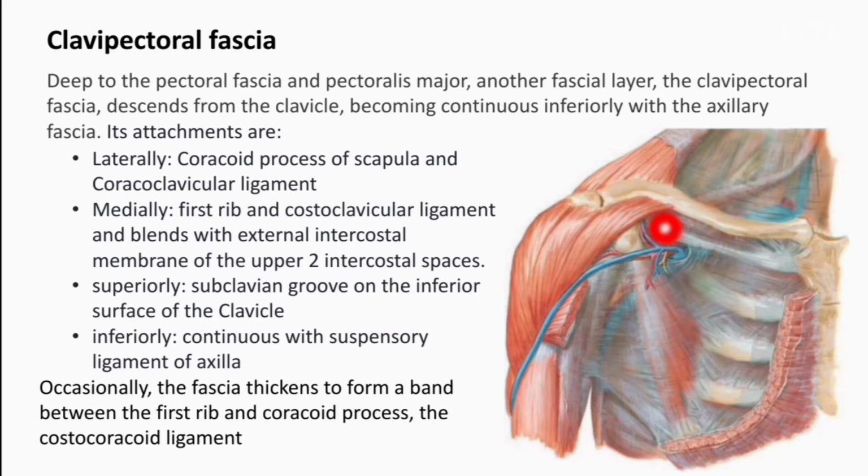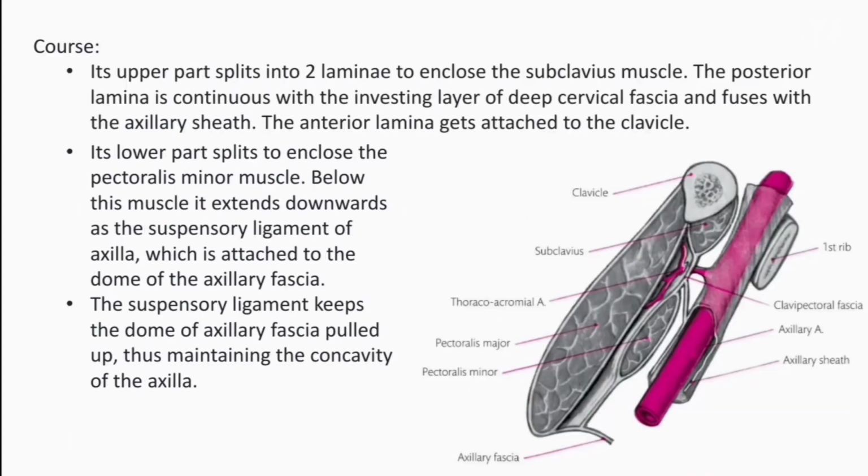The superior aspect will be occasionally thickened from the first rib to the coracoid process forming the costocoracoid ligament. Now let's see its course. In the superior aspect, the clavipectoral fascia splits into two laminae covering the subclavius muscle. The anterior lamina is attached to the clavicle, whereas the posterior lamina continues upwards as the investing layer of deep cervical fascia, and it will be fusing to the axillary sheath.